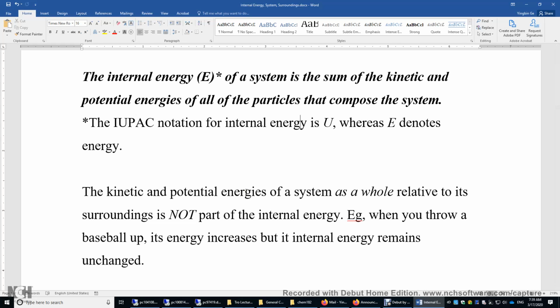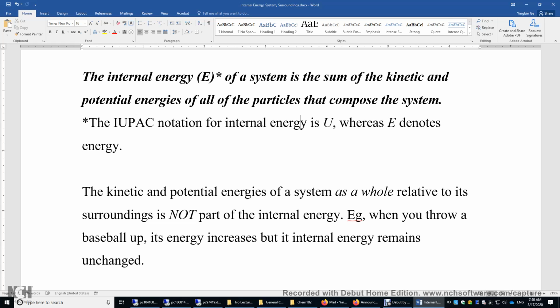For example, when you throw a baseball up, its potential energy increases, its kinetic energy increases, but its internal energy remains unchanged because the motion of the baseball as a whole is not counted as part of the internal energy. The height of the baseball as a whole is not counted as part of the internal energy either. But what's the internal energy of the baseball then?